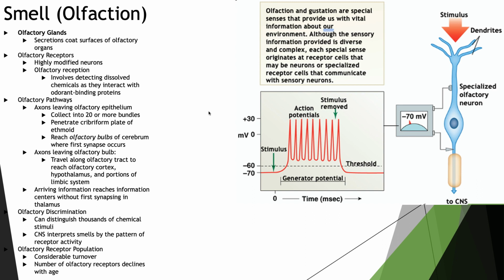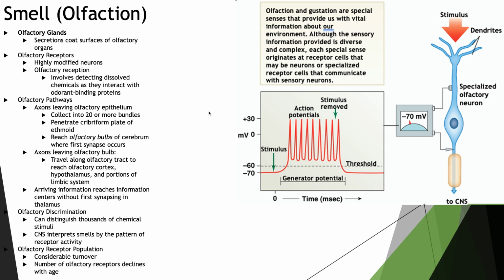Axons leaving the olfactory epithelium collect into up to 20 or more bundles that penetrate the cribriform plate of the ethmoid bone to reach the olfactory bulbs of the cerebrum, where the first synapse occurs. Efferent fibers from nuclei elsewhere in the brain also innervate neurons of the olfactory bulbs. This arrangement provides a mechanism for central adaptation or facilitation of olfactory sensitivity.